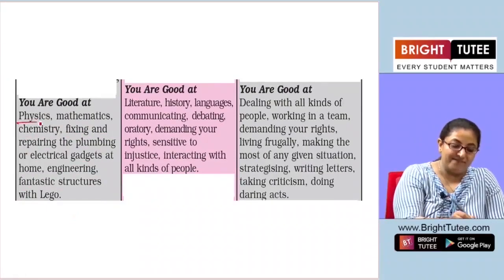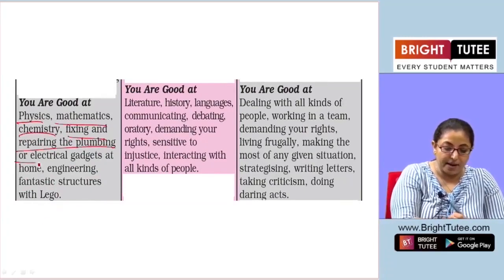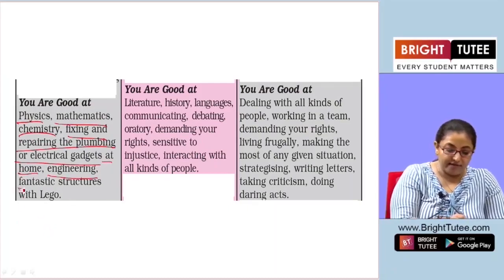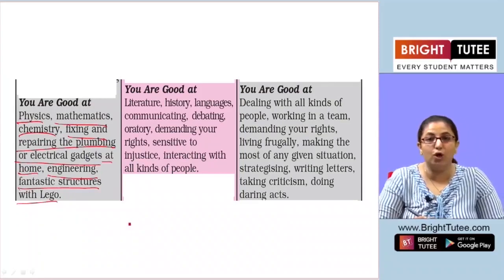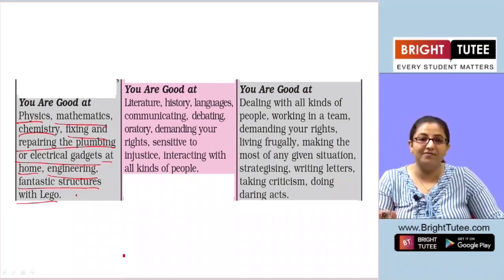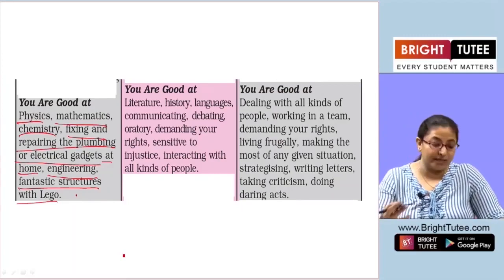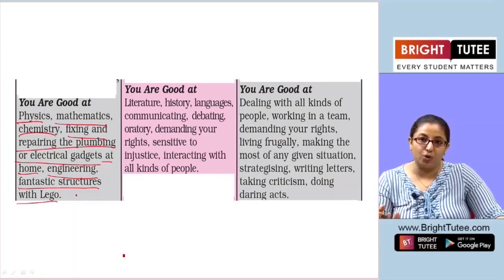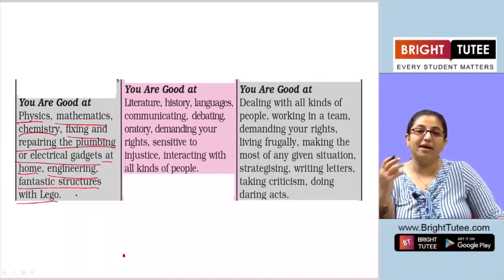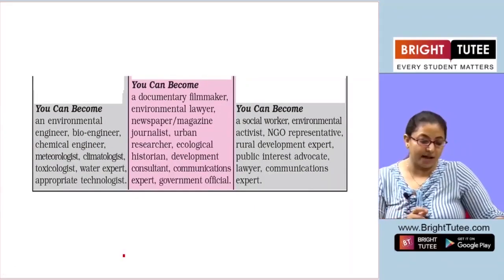They are good at physics, mathematics, chemistry, fixing and repairing the plumbing or electrical gadgets at home, engineering, fantastic structures with Lego. This is such a lovely thing to do. They are really good at physics, maths, chemistry. They are good at plumbing or doing something with electricity for the gadgets at home or at some workplace. They are good engineers and they can make fantastic patterns and structures with Lego. What can they become?